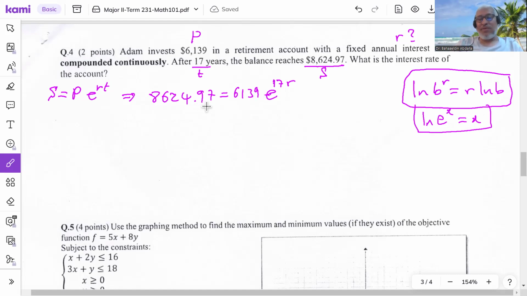But you see, when I apply ln, I must have b to the power r, or e to the power x. I have a problem here because this number is there. So the first thing to do is to get rid of this number. So I have to divide both sides by 6,139. So divide 8,624.97 by 6,139. The answer is 1.404944706 equals e to the power 17r.